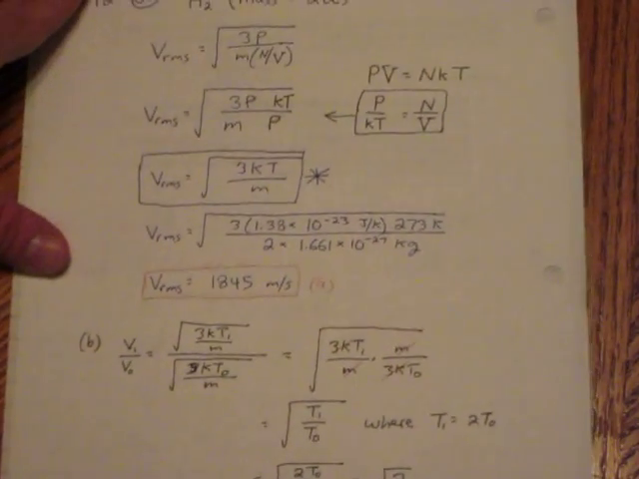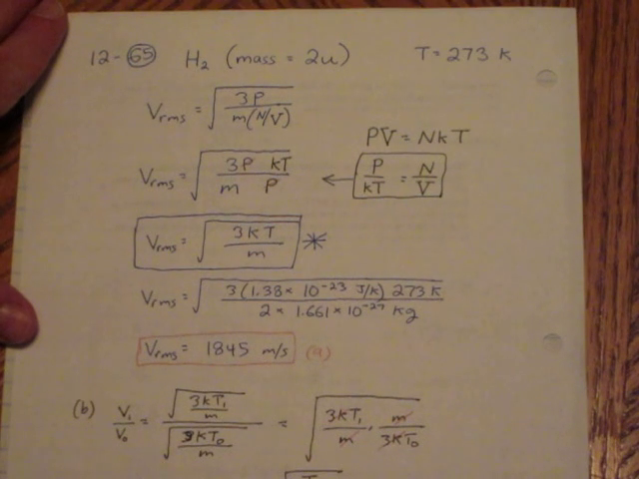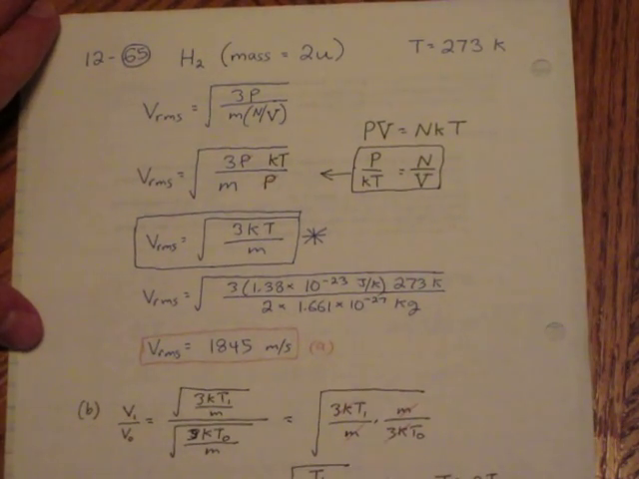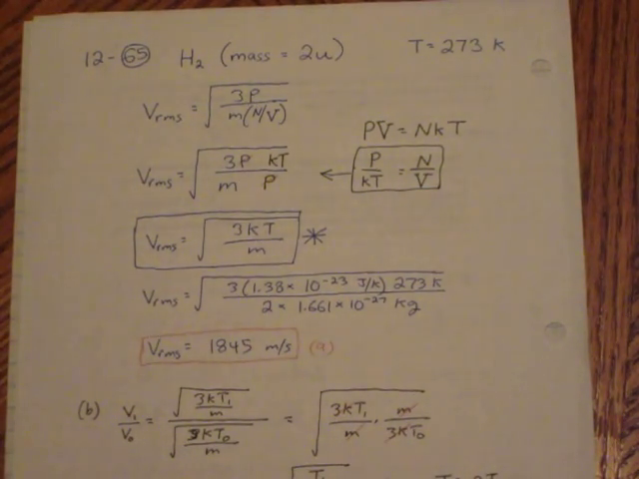Problem number 65. Find the RMS speed of hydrogen H2 at 273 Kelvin. Well, for H2, we need to recognize from a periodic table that its mass is 2 atomic mass units. Later on in the problem, we'll have to convert that to kilograms.